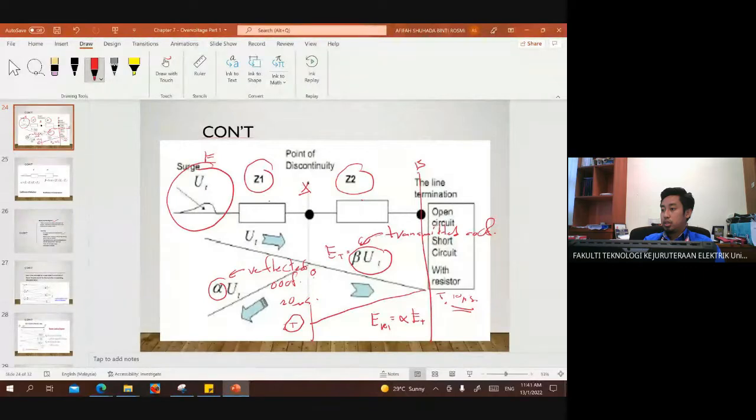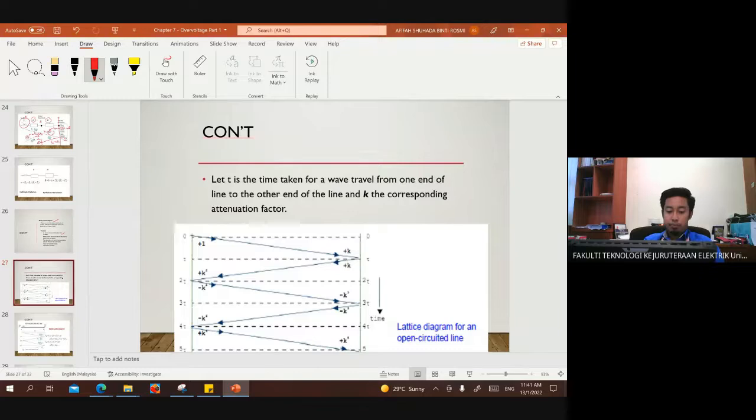So it is a simple way that you can calculate. Okay, for example, like this one. Let the time taken from the travelling wave from one end of the line to the other end of the line, and the corresponding exponential factors. Okay, so the most important part, the traveling from point A to point B, it will take the value, for example, T. Example T is equal to 10 microsecond.